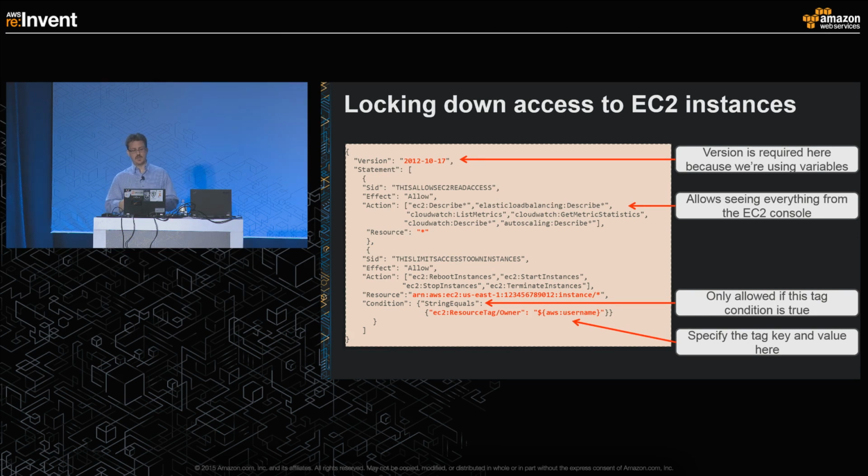And so a couple things I'll point out. Once again, got to have the version. Okay? This top part is for seeing everything in the console that's necessary to do the job. And then these parts down here are where we check for the tag, and we have the variable that gets resolved to the user's name.